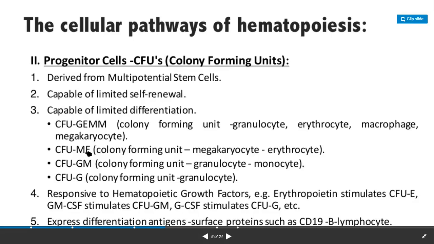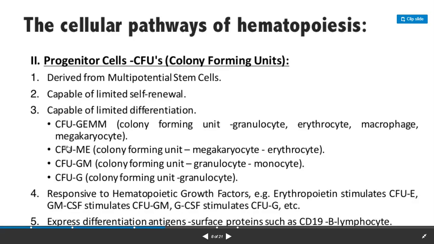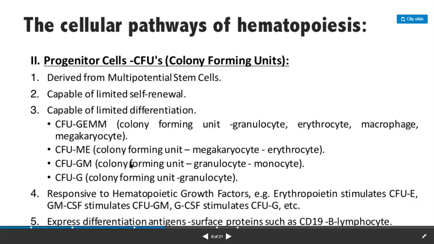So they can only differentiate into a particular cell or two. For example, we have a colony forming unit, megakaryocyte and erythrocyte. These colony forming units can only form megakaryocytes, from which platelets are formed, and then erythrocytes. Then we have the colony forming unit, granulocytes and monocytes. This one now can only differentiate to form granulocytes, which are neutrophil, basophil, and eosinophil, and then can differentiate into monocytes also. But this one cannot differentiate into erythrocytes. You see the difference now.